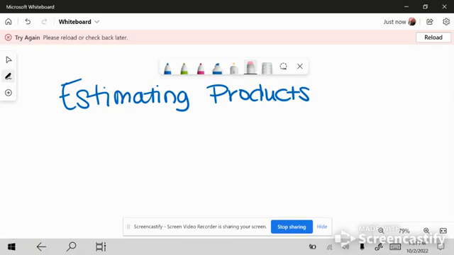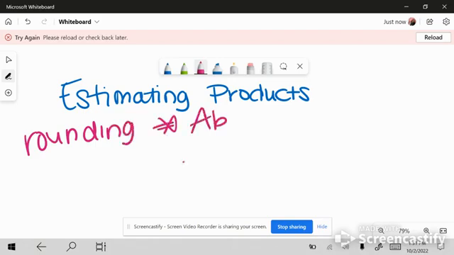All right, today we're going to be estimating products. This is another Chapter 3 skill. In this, we're going to need to use rounding, and we're going to need to know that our action word is going to be "about." So anytime they see that word about, they should be boxing it, and that should tell them that they're going to have to round first.